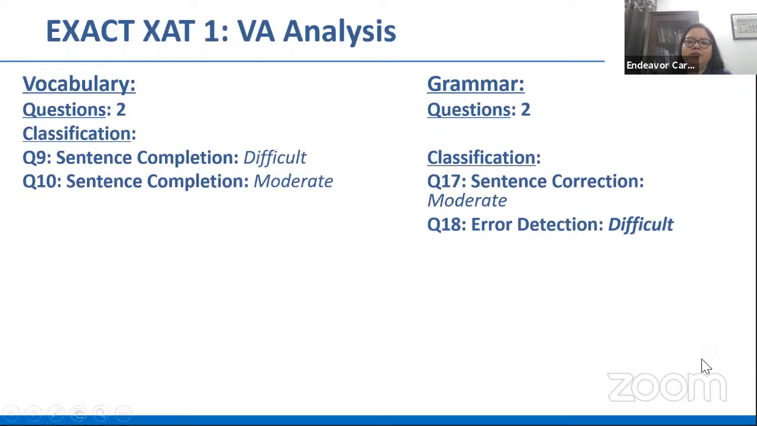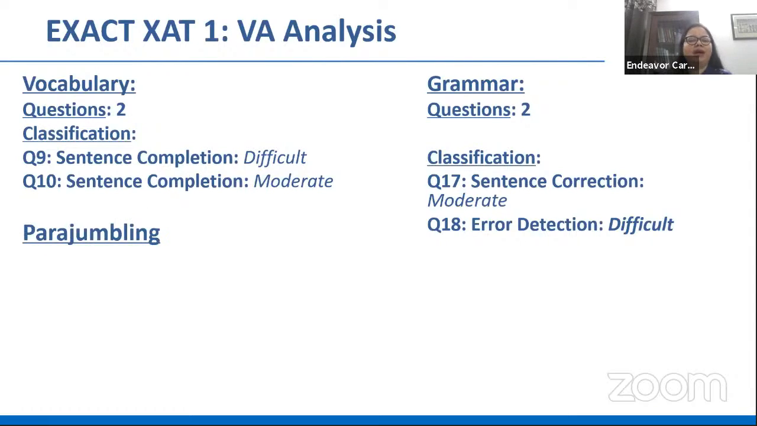The two questions of grammar, the first sentence correction question may be moderate to difficult. It was slightly confusing because the sentence itself was lengthy. It ran into almost 3 lines. So the sentence itself is a little lengthy. That makes it heavy. Error detection can be marked difficult because, yes, locating those errors can be quite challenging, especially since you're talking of 6 sentences.